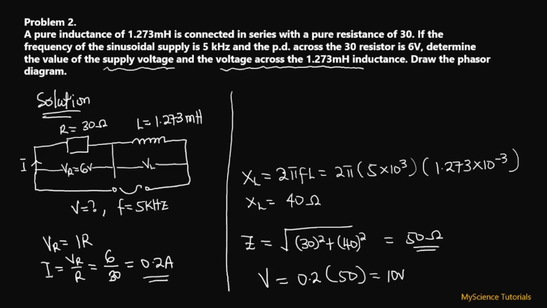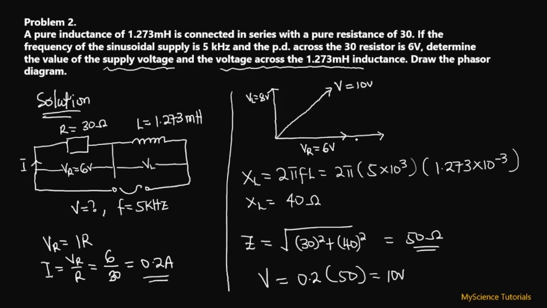So the phasor diagram of an R and L series AC circuit looks something like this. And then we have the applied voltage V itself over here, and we found that to be 10 V. We have the resistive voltage VR at the base over here, that was found to be 6 volts. And then we also found our VL to be 8 volts. That is also at the top over here.